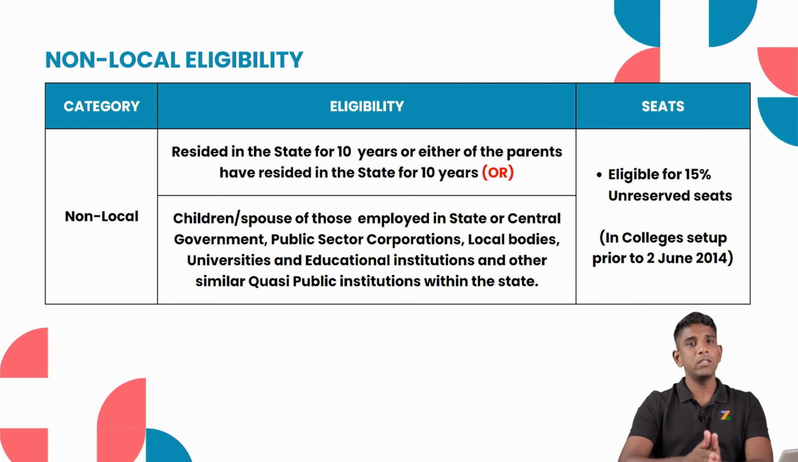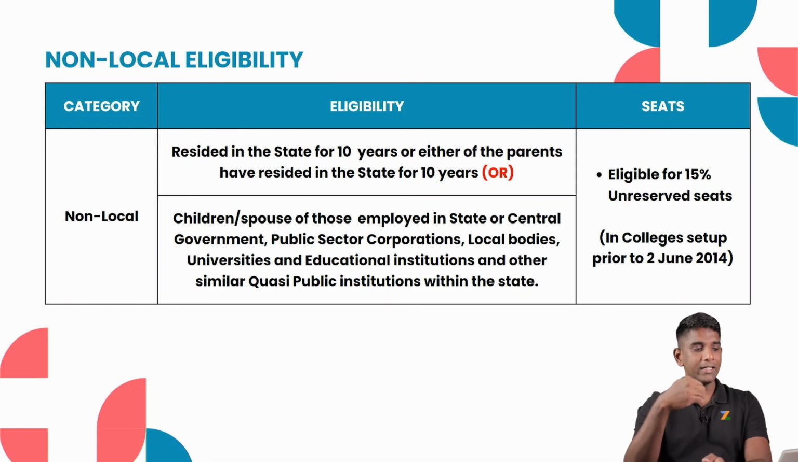Next, we look at the non-local eligibility. So who come under non-local eligibility? The candidates who have resided in the state for 10 years or either of their parents have resided in the state for 10 years, then that candidate will come under non-local eligibility. And one more condition is given. So candidate has to satisfy either of these conditions.